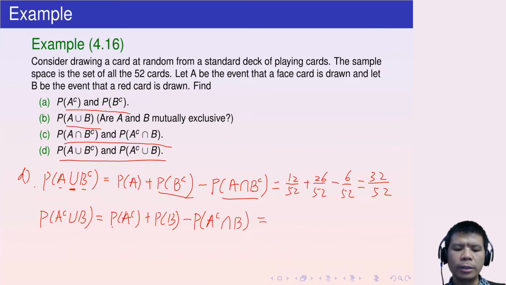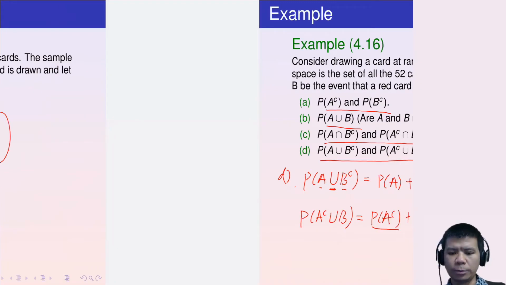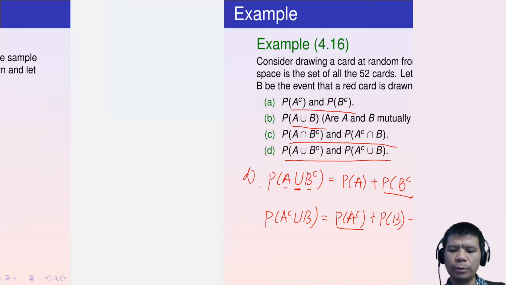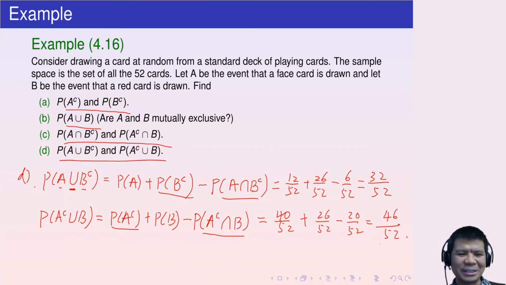So similarly, we know that this one equals 40 out of 52, plus, now this one is B, 26 out of 52, minus, now this one we found in this part, 20 over 52. So you got 46 over 52. Okay, so that is the probability of this union. So this is another example, right?